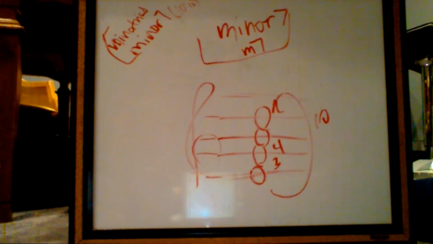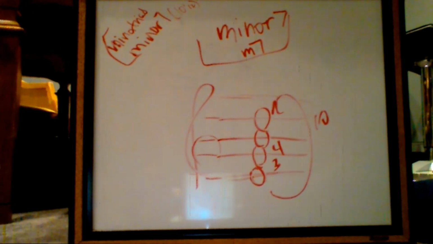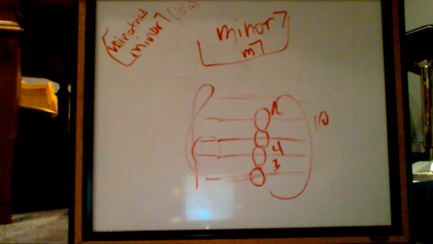So, E, 3 half steps. You get to a, what is that, a G? Yep, that's a G. 4 half steps. Get to a B. Go back to the E. Go up 10 half steps. And that gets you to a D, which is what's already written there.